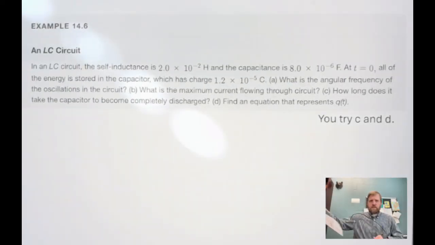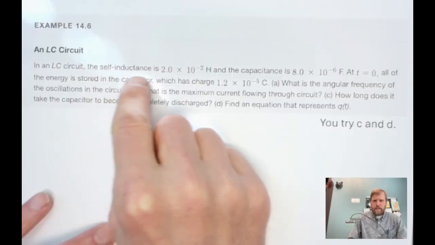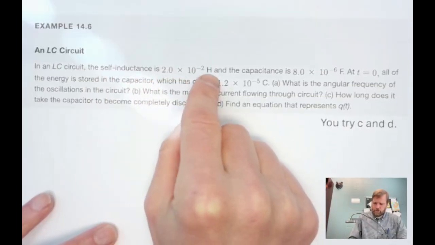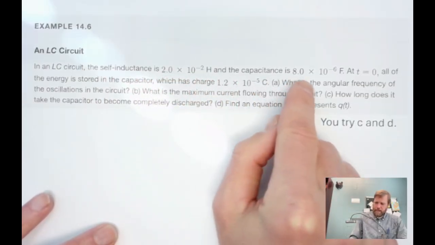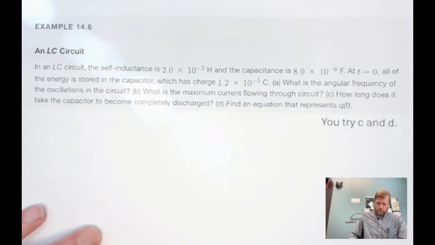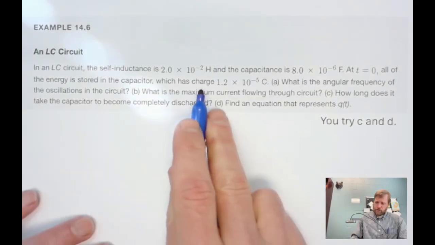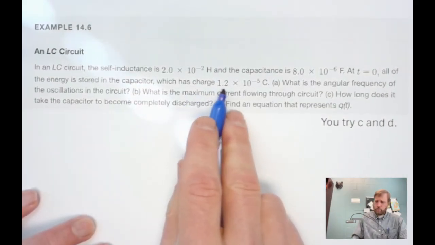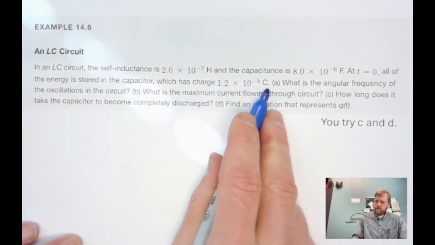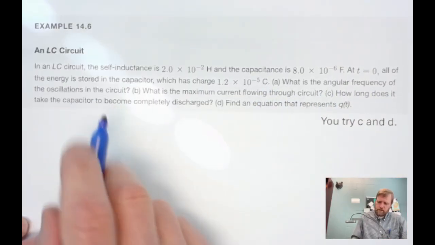Okay, an LC circuit. In an LC circuit, the self-inductance, so that's just the inductance, is 2 times 10 to the minus 2 Henry, and the capacitance is 8 times 10 to the minus 6 farads. At t equals 0, all the energy is stored in the capacitor, which has charge 1.2 times 10 to the minus 5 coulombs. What is the angular frequency of the oscillations in the circuit?